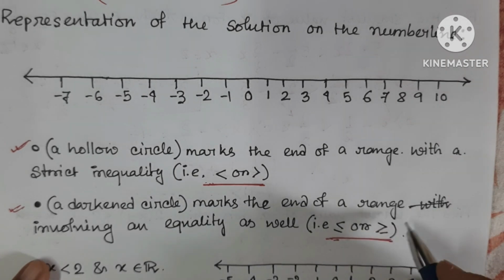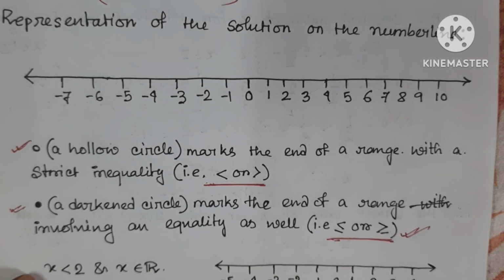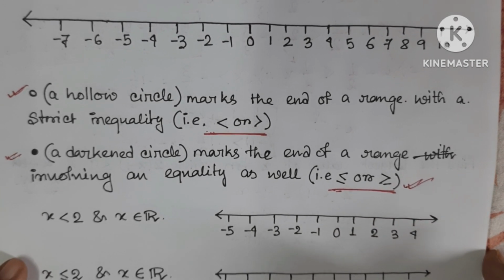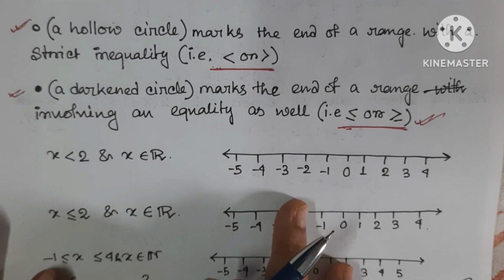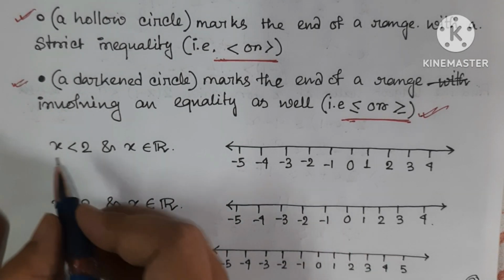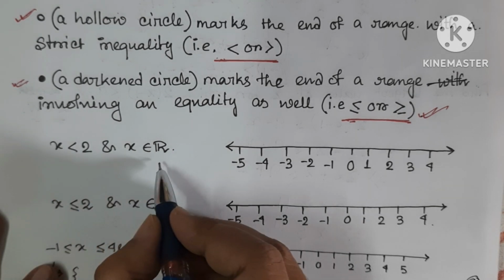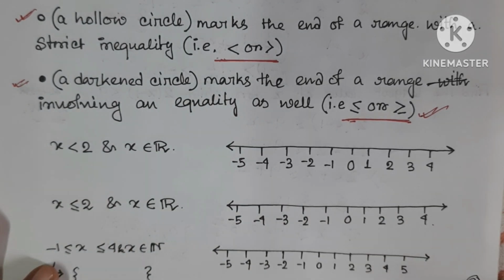Okay, in case of these two symbols, let's see this example. Suppose you have got the range x less than 2, x belongs to R. So what will be the solution? What will be the representation?